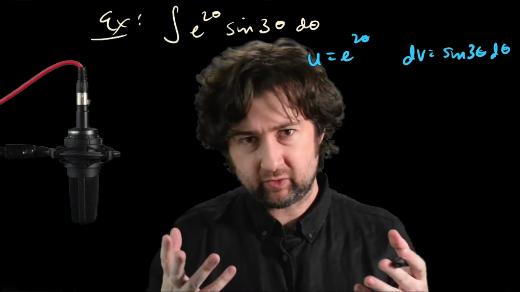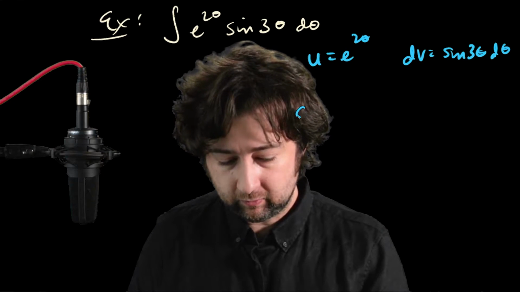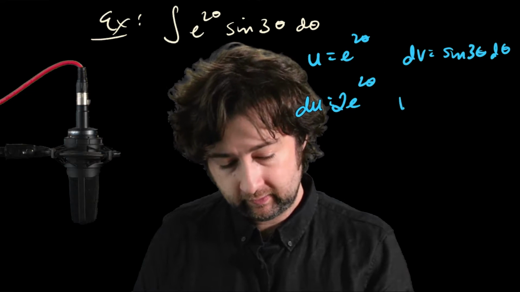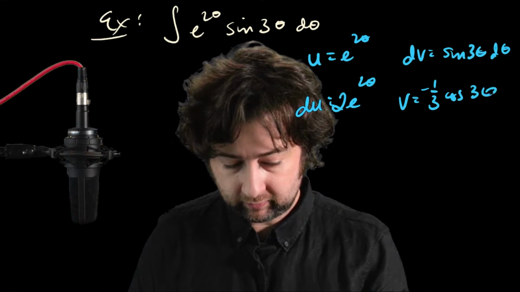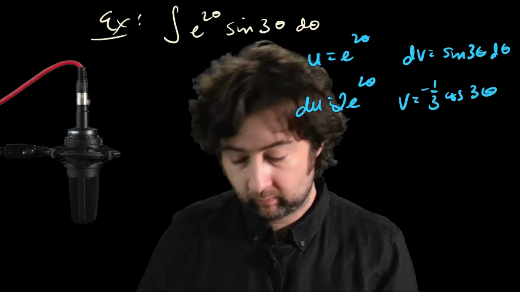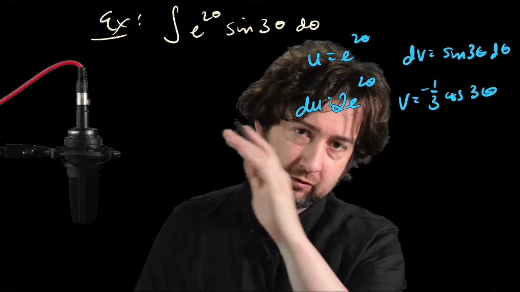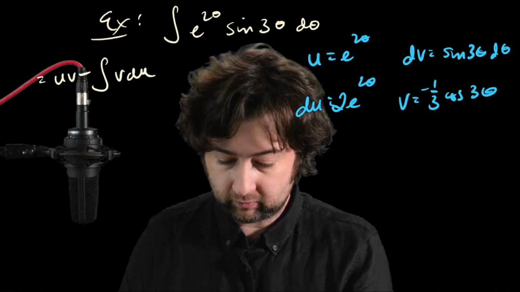You could work in x if you want to. You don't have to work in theta. Same exact idea, though. So du is 2e to the 2 theta, and v is minus 1/3 cosine of 3 theta. The formula says that I'm supposed to take this and replace it with uv minus the integral of v du.